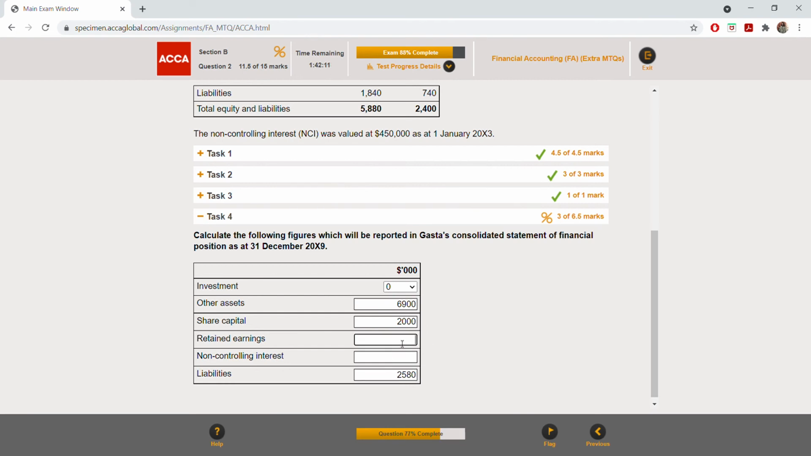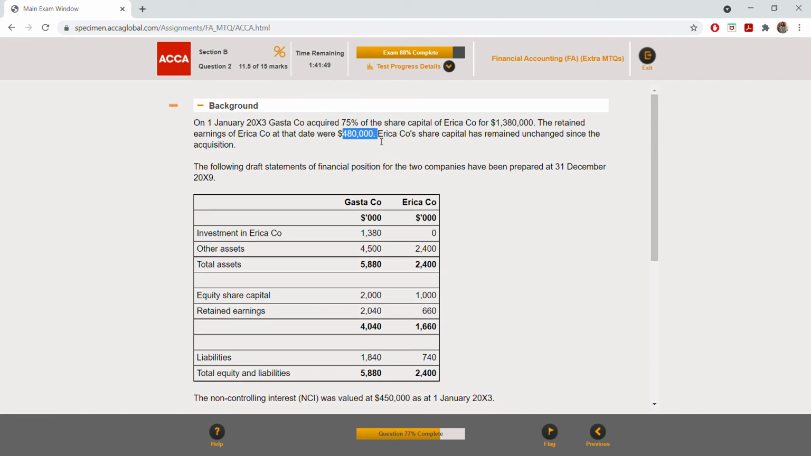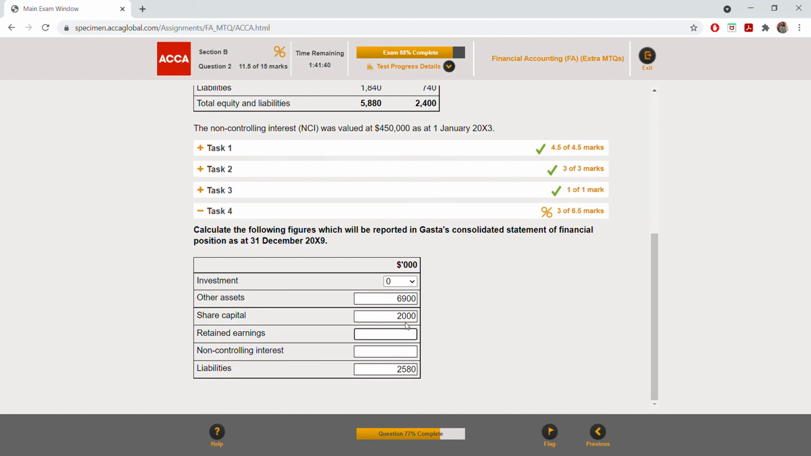And retained earnings. How much? So let us go to the retained earnings. You can see it is 2040 plus 75% of 660 minus 480, because this 660 and this 480 are post acquisition. You are taking the post acquisition 660 minus 480, and on that 75% you add it to this, so that will be your retained earnings. How much? It will be 2175.